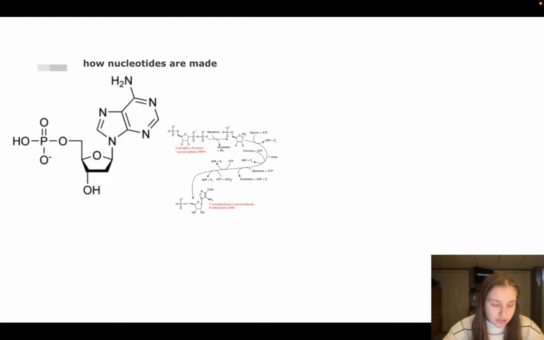The components used in de novo nucleotide synthesis are derived from biosynthetic precursors of carbohydrate and amino acid metabolism, and from ammonia and carbon dioxide. The liver is a major organ of de novo synthesis of all 4 nucleotides. I did mention that in one of the previous labs. De novo synthesis of pyrimidines and purines follows 2 different pathways.